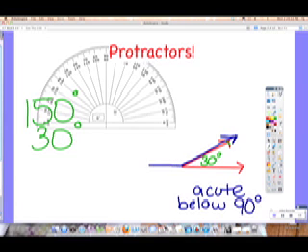All right, heads up. Let's do one. What if you had an angle that was like this?